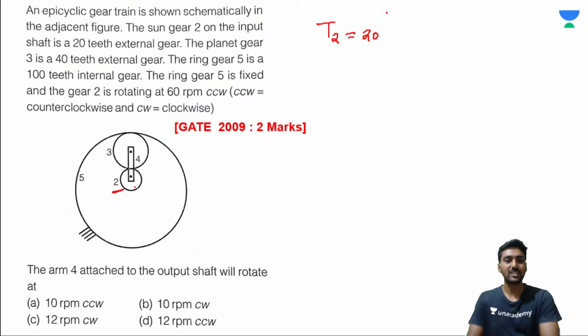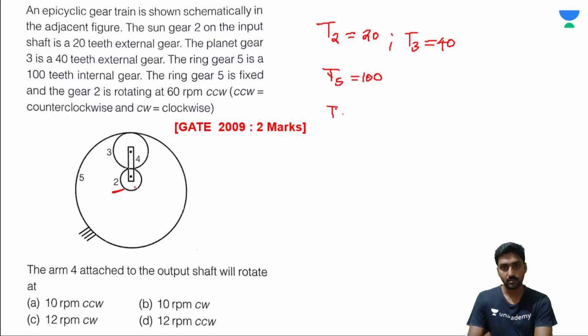Then the ring gear 5 is an internal gear, T5, with 100 teeth. The ring gear is fixed, that is T5, N5. The speed of gear 5 is 0. And gear 2 is rotating. The speed of gear 2, N2, is 60 rpm in the counterclockwise direction. Counterclockwise means it's a plus N2.